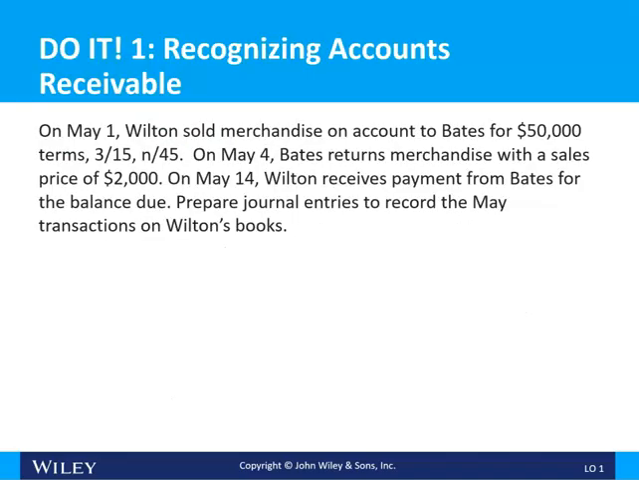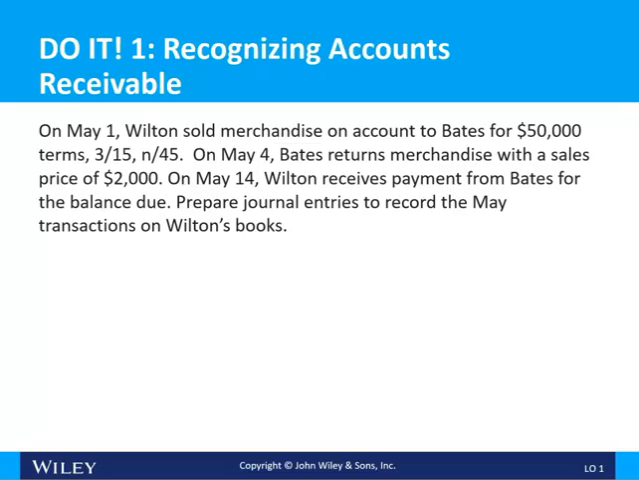So let's do this example. On May 1st, Wilton sold merchandise on account to Bates for $50,000, terms 3/15, net 45. On May 4th, Bates returns merchandise with a sales price of $2,000. On May 14th, Wilton receives payment from Bates for the balance due. Prepare journal entries to record the May transactions on Wilton's books.